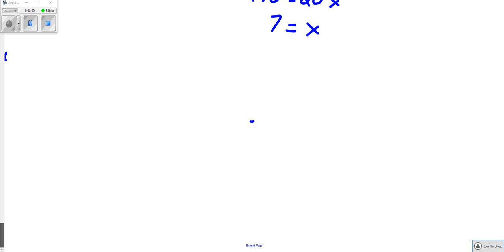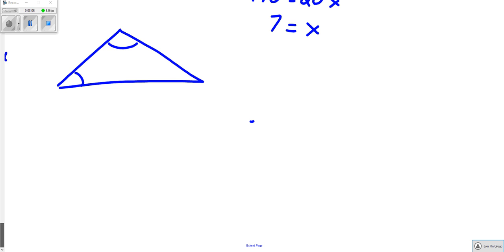Other things we covered in this chapter was triangle stuff. You guys know that all the angles of a triangle add up to 180, right? So A plus B plus C.